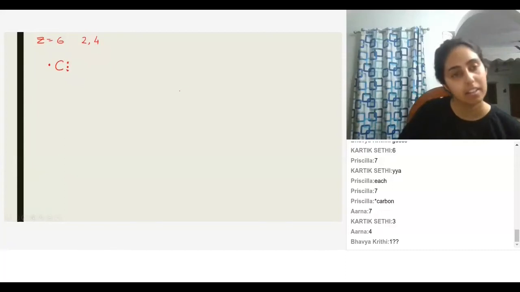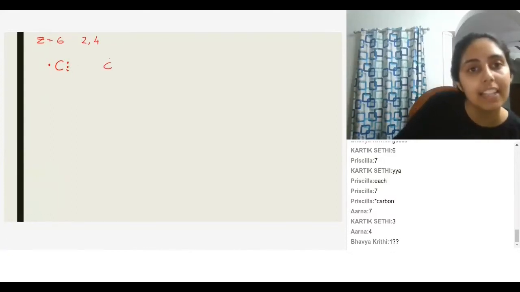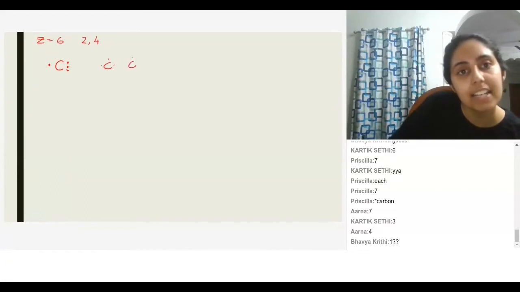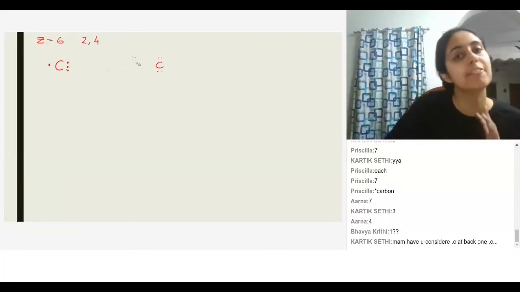So they're thinking only to consider the three one. No, three. You have to consider all these. This is the Lewis dot structure. I can write it like this, or like this, or like this. It doesn't matter, as long as there are 4 dots around carbon, which means there are 4 electrons.